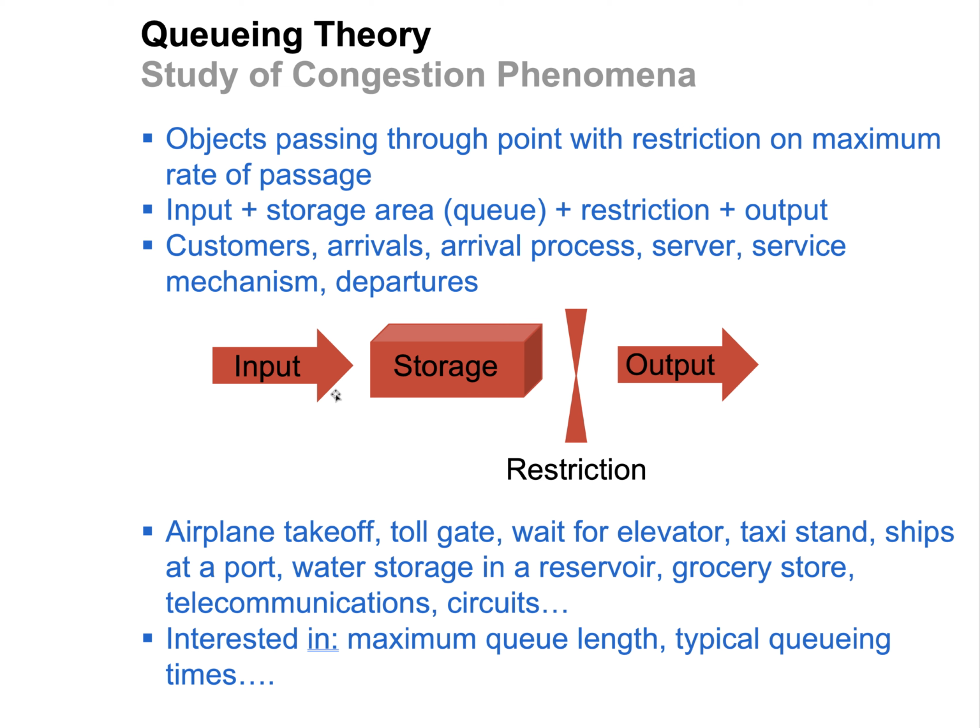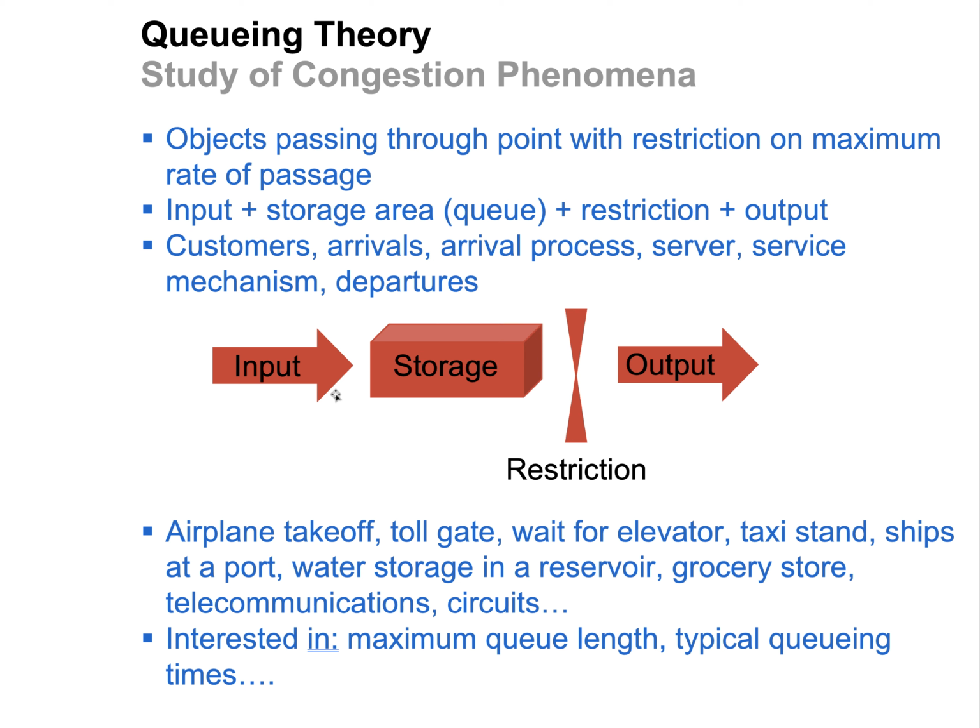And so this queuing is really an exciting field. In transportation, you can see queuing in action where airplanes are taking off on a runway. If you're paying a toll at a toll plaza, I mentioned waiting for an elevator, waiting for a taxi, ships at a port waiting to be loaded or unloaded, water being stored in a reservoir, the processes at the grocery store that I mentioned. And the queuing principles are even used in telecommunications, in the internet, and electrical circuits as well. So the word server actually began in queuing theory before the computer server concept was developed.